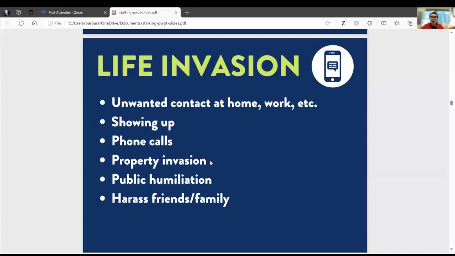Property invasion. They show up to your home uninvited in the middle of the night, banging on the door, or they show up to a family member's house, or they come to your workplace and they break your windshield on your car. They also can use public humiliation.